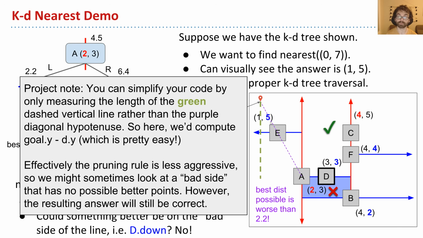Though you're welcome to write the code that does this exact rectangle version, and then you might expect to get a little bit better performance, but not by much. Okay, so the punchline here is that there's nothing in this blue space that could possibly be better than our current best, which is E. So we're going to ignore it. So I'm saying good and this bad.